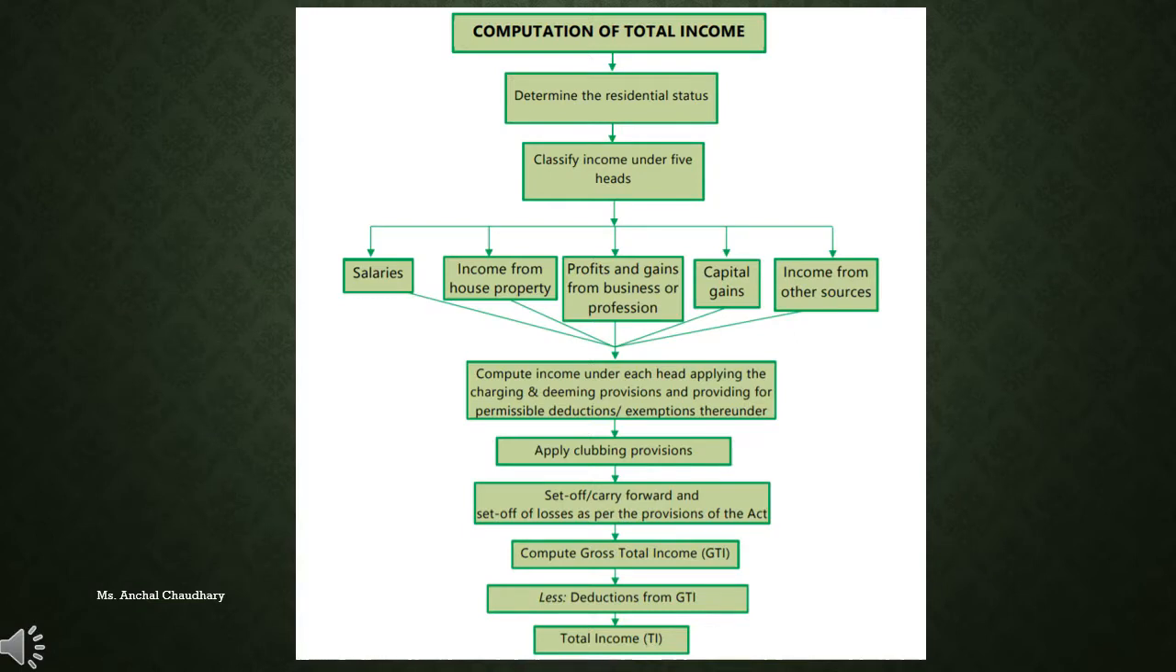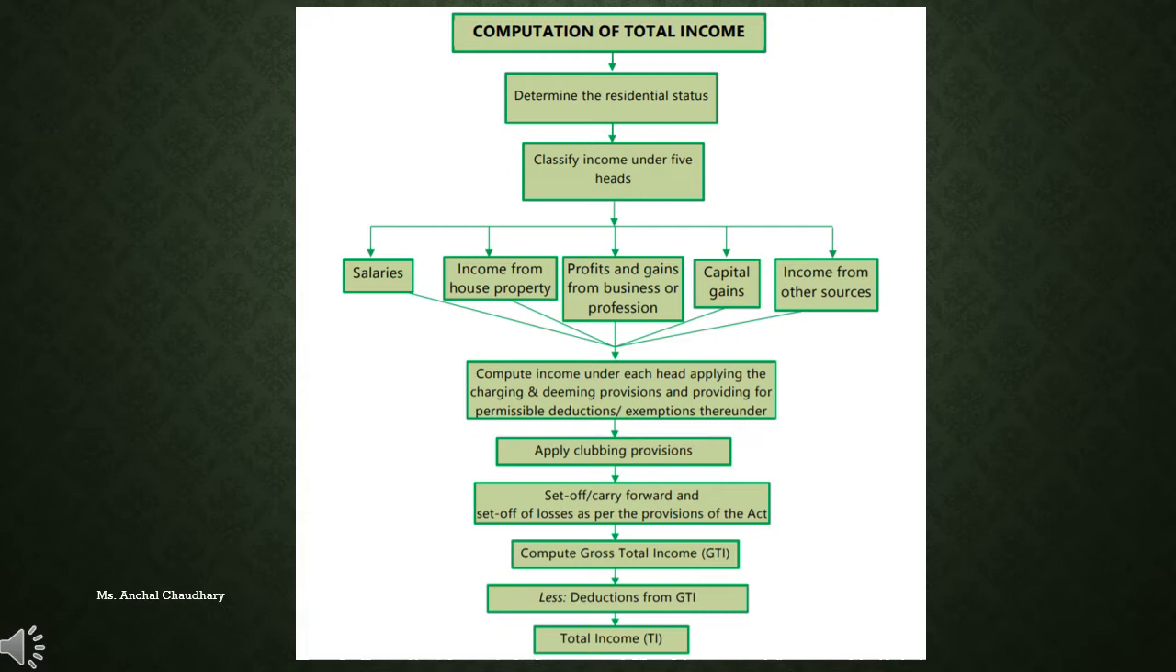So, these are the steps to compute the total income. First of all, you have to determine the residential status of a person. Then you have to classify the income of that person under the different heads, that is salaries, income from house property, profits and gains from business or profession, capital gains, and income from other sources. So you have to classify all your income under these five heads.